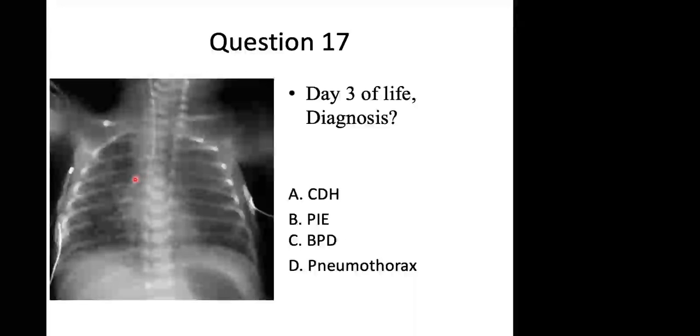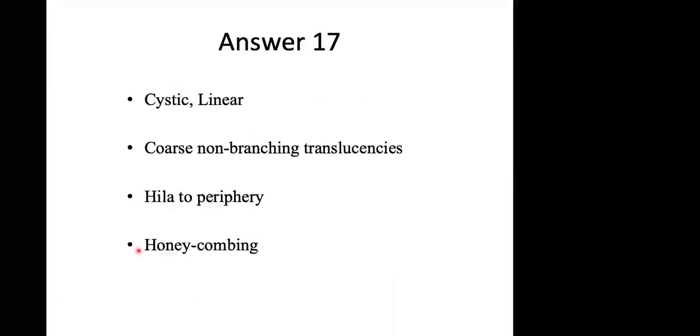So in PIE, we see classical honeycombing. It might be unilateral sometimes. And there will be small coarse densities which will radiate from the hilar to the periphery. The classical PIE changes are seen in this picture. Definitely the course of the baby also needs to be considered to diagnose PIE. PIE are usually cystic or linear, both can be seen. They are coarse, non-branching translucencies from hilar to periphery. And definitely a classical honeycombing can be seen. The moment you see PIE, you cannot miss it.